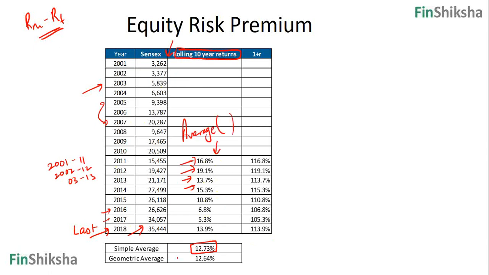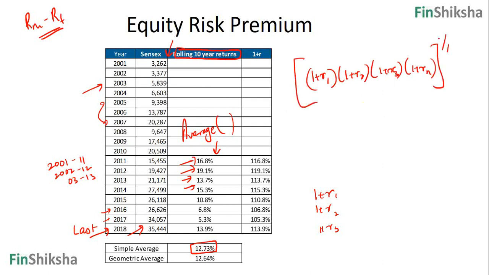If I do a geometric average, which is basically 1 plus R1, 1 plus R2, 1 plus R3, note that because these are returns and they are compounded, ideally you should be doing a geometric average. So how do you do a geometric average? You first add 1 to all the returns, take a product of all of these up to n, then find the nth root of this and then subtract 1.